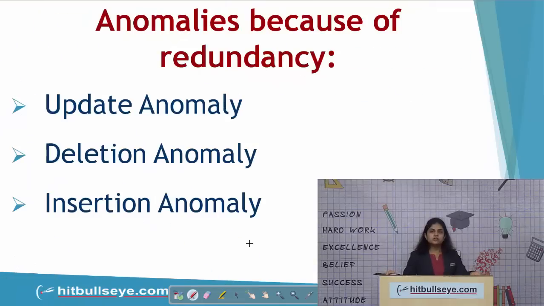So why do we avoid redundancy? We get many anomalies due to this redundancy. One is the update anomaly, second is the deletion anomaly, and third is the insertion anomaly. Let's try to understand what an update anomaly is.